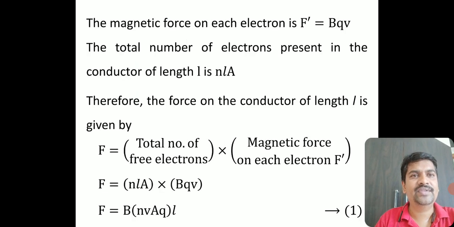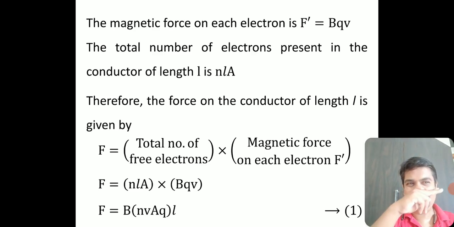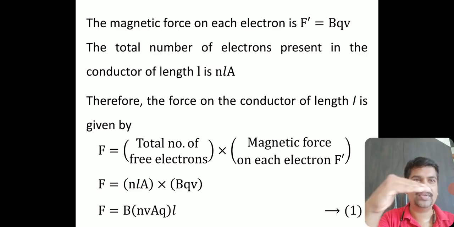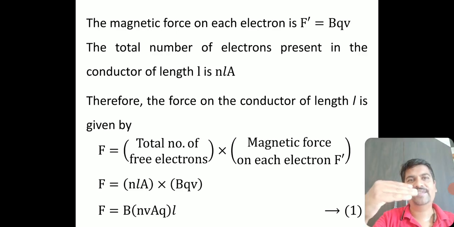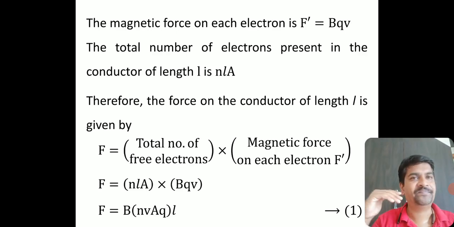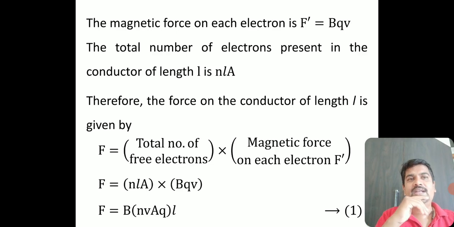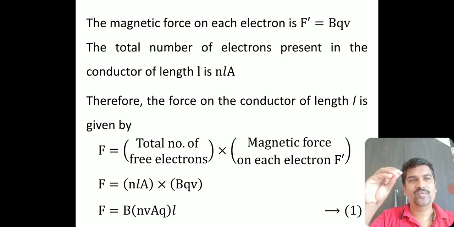Now we'll see what is the magnetic force on each electron. It is a very well known equation, F is equal to Bqv sin theta, but here theta is 90 degrees. I told you the magnetic field is perpendicular to the conductor. Therefore it is only Bqv. Now this is the magnetic force due to each electron.